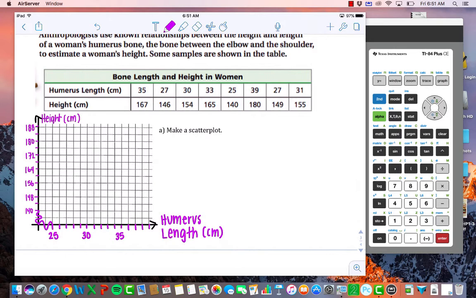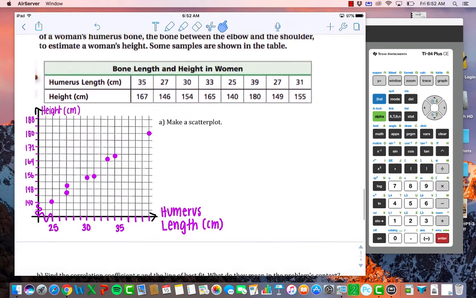So I'm going to start with 35, 167, right there, 27, 146, so somewhere right there, 30, 154, somewhere right there, 33, 165, 31, 165, 25, 140, 39, 180, 27, 149, 27, 149, and 31, 155, right there.